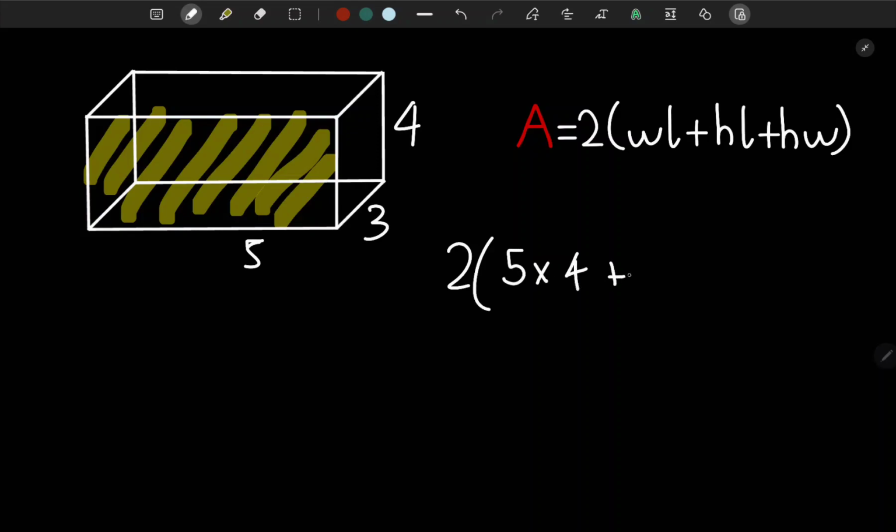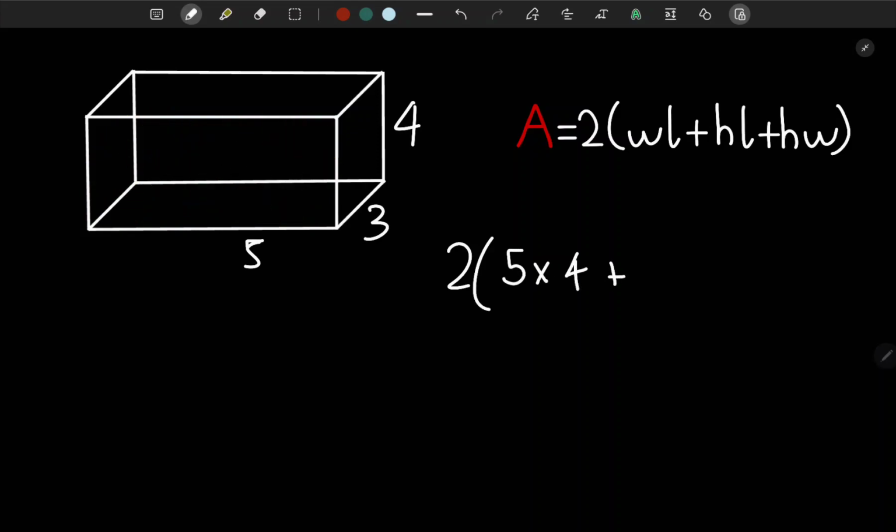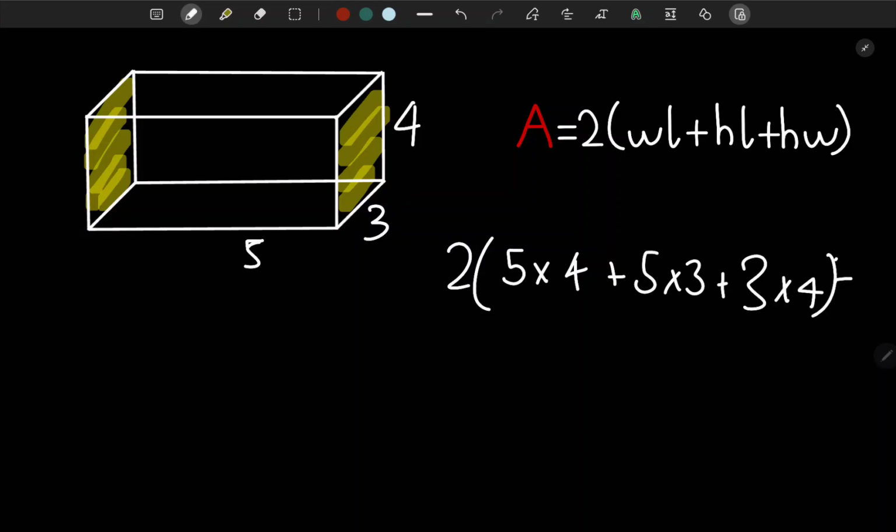5 multiplied by 4 plus, now let's move on to the next rectangle. I'm going to do the top and bottom, so this part and this part, and that's why we have a times 2, so I'm just going to do one of them. So this is going to be the length multiplied by the 3 here, right? So now it's going to be 5 multiplied by 3. Now the last rectangles, 2 rectangles left, are this one and this one, right? So that is going to be 3 multiplied by 4.